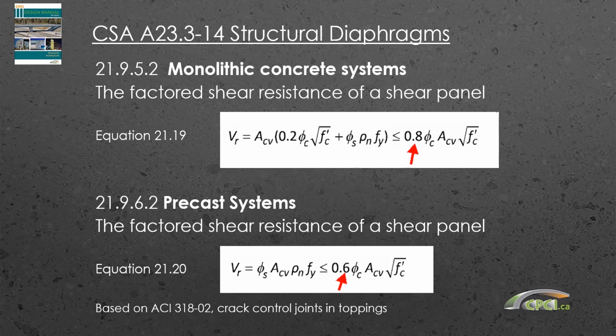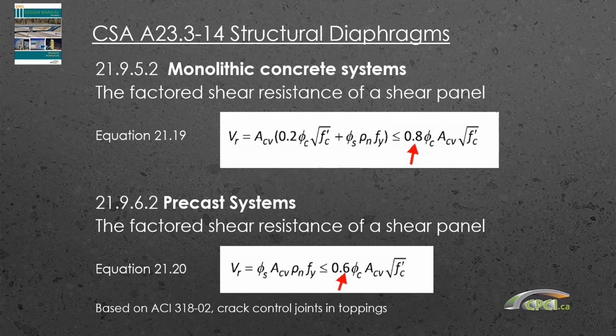So I put this slide in for the participants watching just to have a look at equation 21.20. If you actually look at the shear capacity for the diaphragm in that equation, you'll see that there is no concrete contribution, whereas for the cast-in-place equation 21.19 above, you see there's a concrete contribution and a steel contribution. And the reason is A23.3-14 adopted this from ACI 318-02 provisions. The precast system limit of 0.6 and having no concrete contribution for this particular diaphragm.